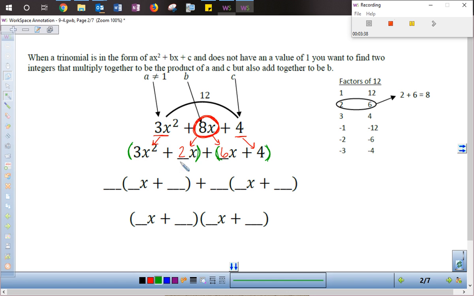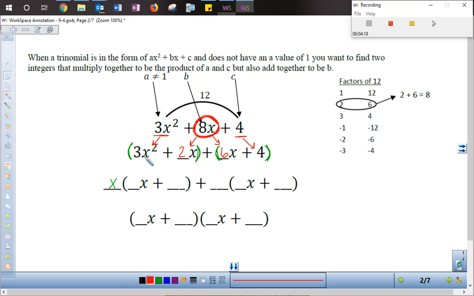Now I'm going to look at each binomial and look to see what they have in common. So if I focus on this first binomial here, 3x squared plus 2x, if I were to ask you to factor out the greatest common factor between these two terms, we could start with the coefficients. 3 and 2 don't have a greatest common factor, so I can't take anything out there. x squared and x, however, both have an x in common, so I can factor out an x. Now let's see what I have left.